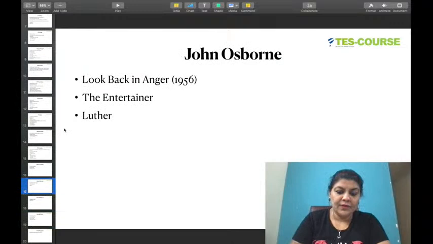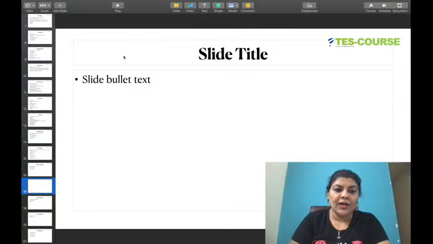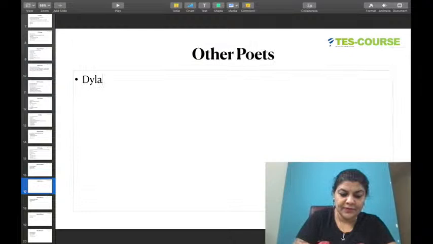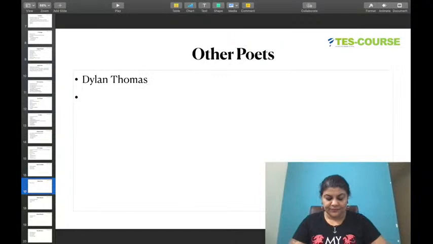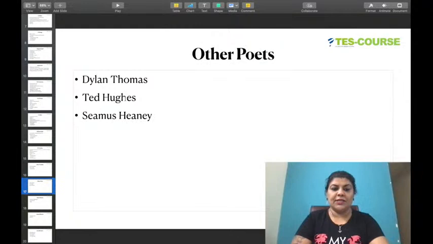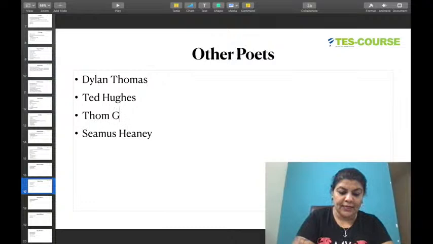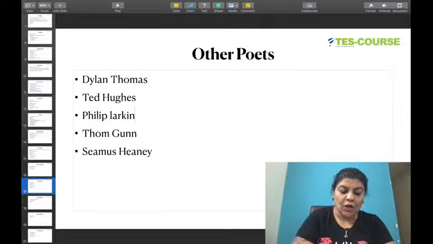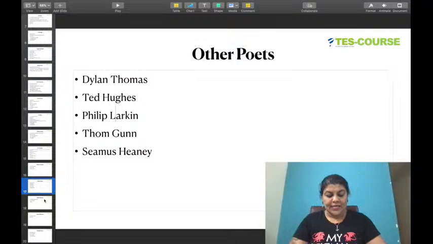I will add one slide and say, other poets. Tell me other poets. Dylan Thomas, who belonged to the New Apocalypse movement. Then Ted Hughes. Then Seamus Heaney. Thom Gunn. Before that, Philip Larkin. Thom Gunn and Philip Larkin belong to the Movement poets.